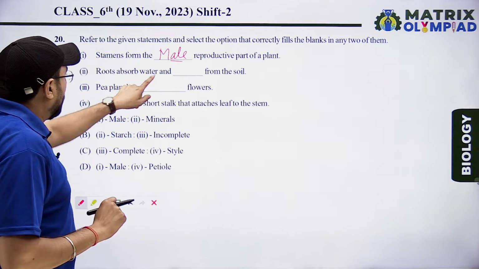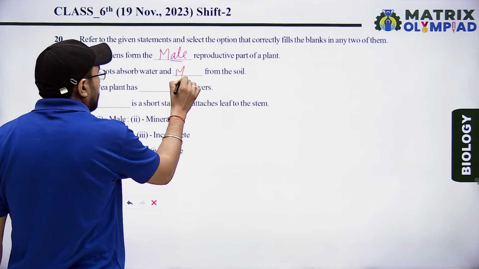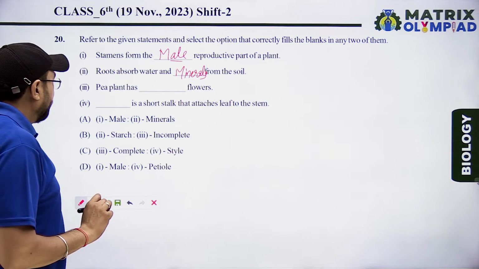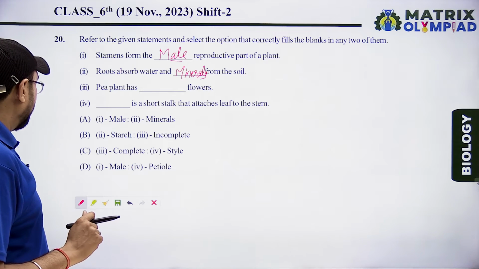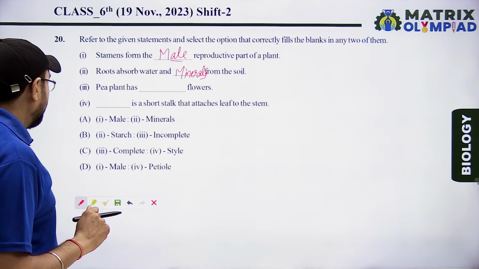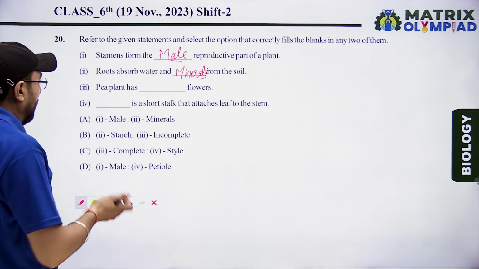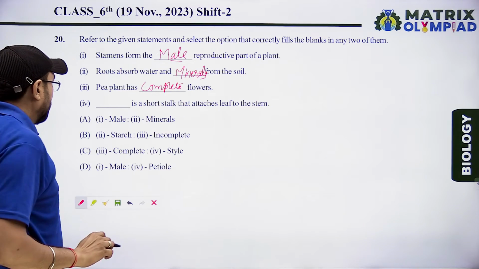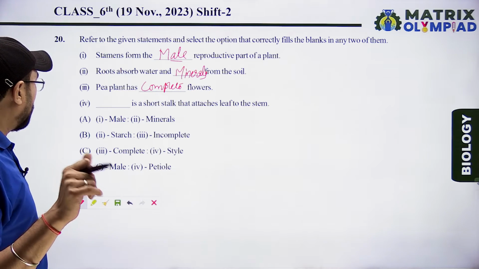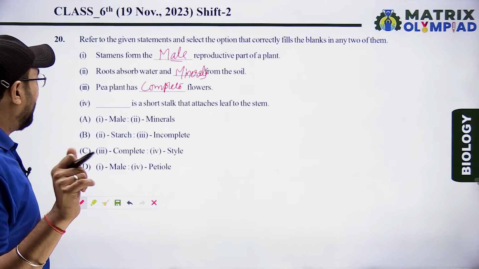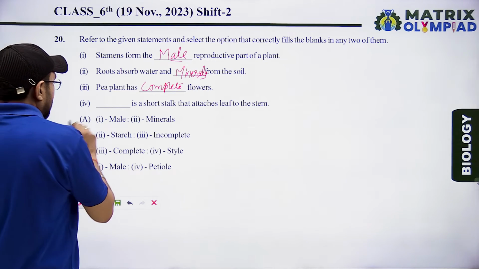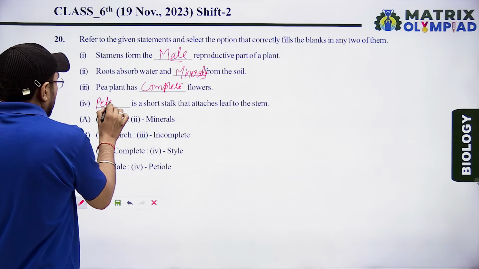Roots absorb water and minerals from the soil. Next, pea plant has complete flower. Next, blank is a short stalk that attaches the leaf to the stem, that is petiole.